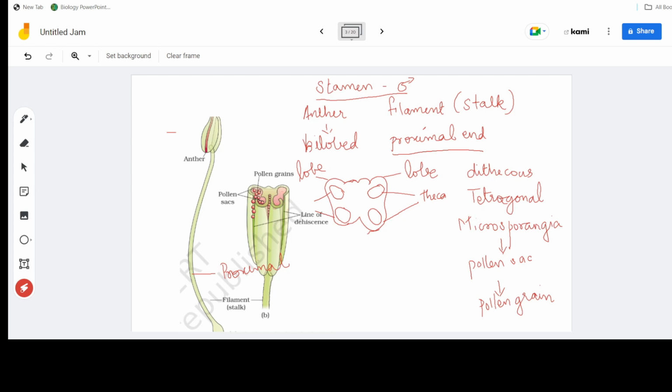So this is one theca, another theca, so dithecous, bilobed, and since it has 4 structures, we can call it tetragonal. On its cross section, we can see 4 structures, so we call it tetragonal. And what is this actually? There are 4 microsporangia. So we came to know that in one anther there are 4 microsporangia: 1, 2, 3 and 4. Now let's see the structure of a single microsporangium.